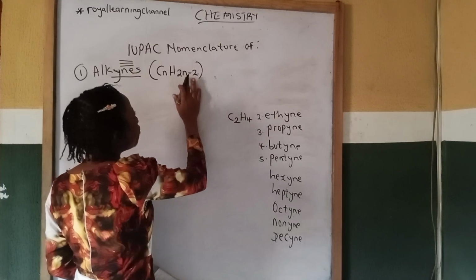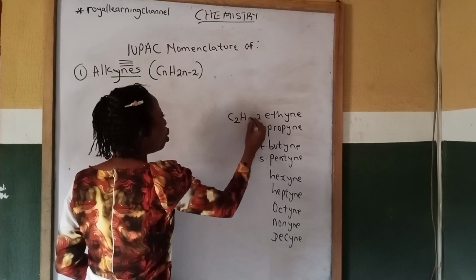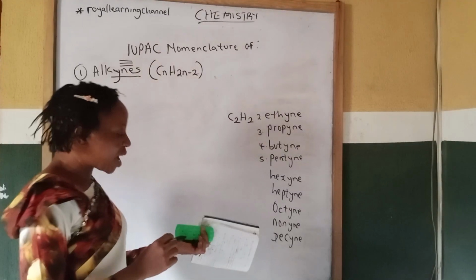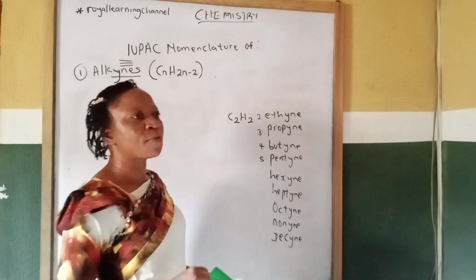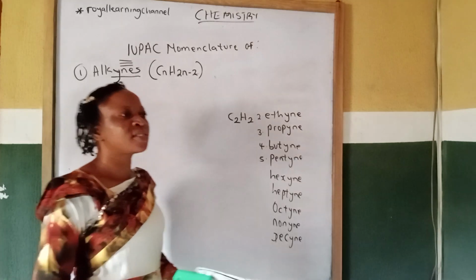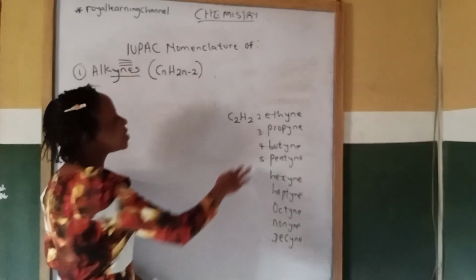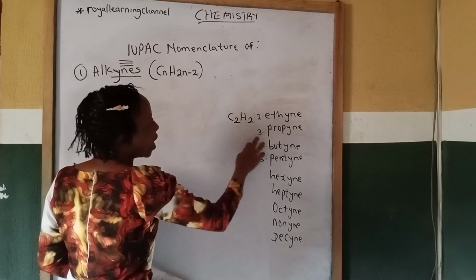2 times 2, 4. 4 minus 2 will give me 2. So the molecular formula for ethyne is C2H2. So let's derive the molecular formula for propyne.